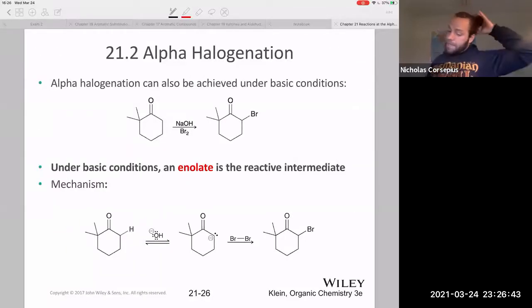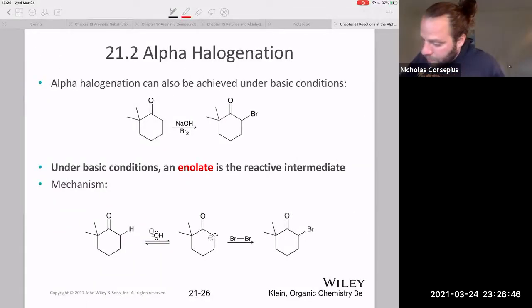Okay, so now under basic conditions, let's go ahead and do this mechanism here. Notice, and this is an important thing, this carbon here does not have any alpha hydrogens. So there is no chance of us brominating that particular carbon, because the first step in all of these is enol or enolate formation, which always requires that acidic alpha hydrogen. So in this particular example, this red carbon has no alpha hydrogens, so you're not going to be able to have substitution on that carbon. So now we're looking at just this one here. Let's go through the mechanism.